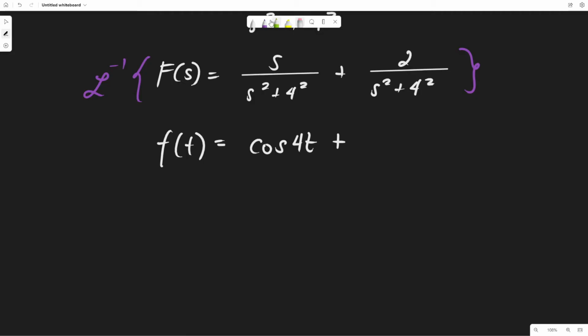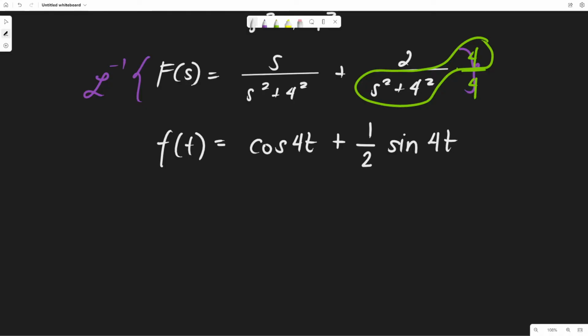Magmumultiply tayo ng 4 over 4. Okay, para itong 4 na to kasama yung denominator, this is what we are going to use for the inverse Laplace transform. Then yung maiiwan yun yung constant. So 2 over 4 is simply 1/2. Diba? So the inverse Laplace transform of 4 over s squared plus 4 squared is simply sine 4t. So 1/2 sine 4t. Is this already our final answer?